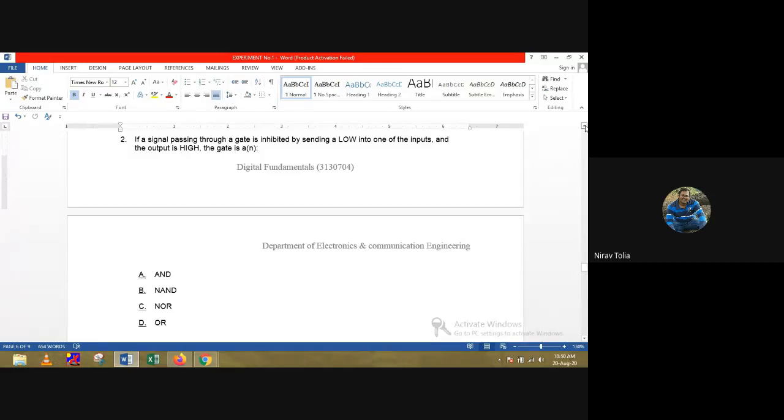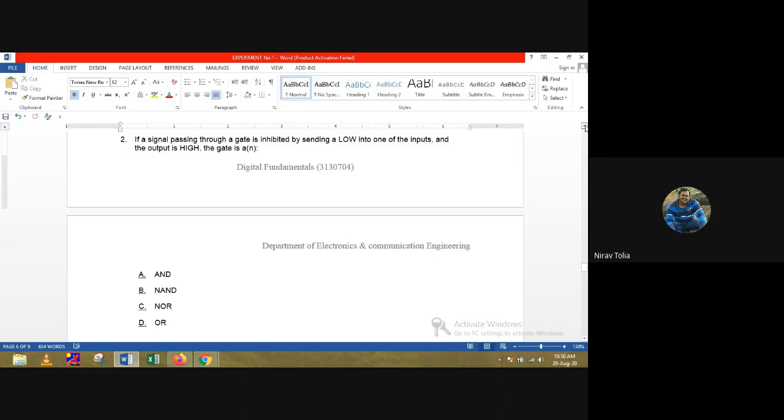So again, you can say both answers are right, because what is the truth table of the OR gate? 0 0 0, 0 1 1, 1 0 1, and 1 1 1. And what is the truth table of the NAND gate? 0 0 1, 0 1 1, 1 0 1, but 1 1 0.